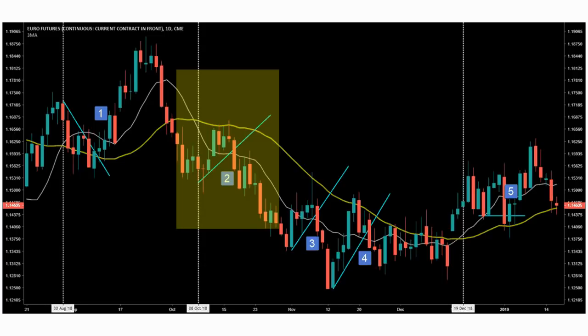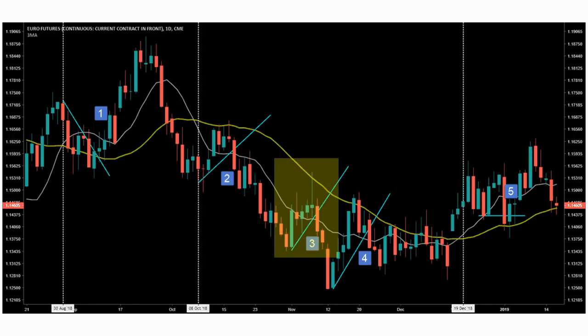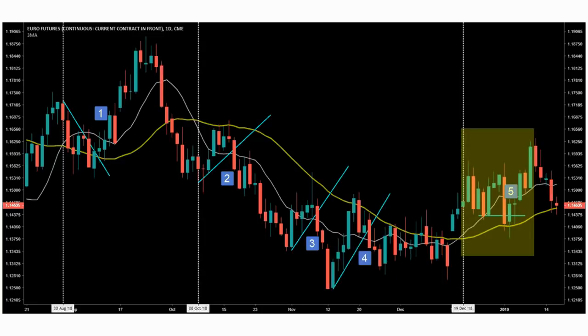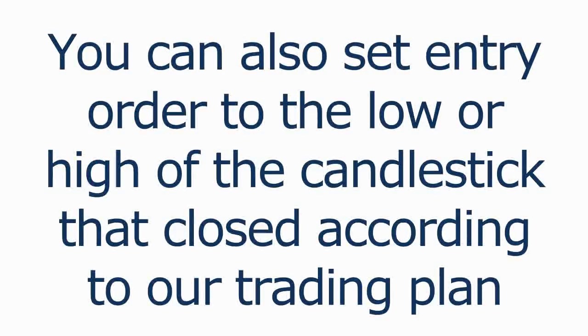Number 3, pullback criteria met. We can short. At number 4, we can see strength in the correction, but our trend is intact and our entry trigger, the trend line break, is still in play. Number 5, the trend change, and this pullback fails into a trading range. So we can play a failure test of the lows and go long. And you can also set your entry order to the low or the high depending on the trend conditions of the candlestick or the bar that closed according to our plan.